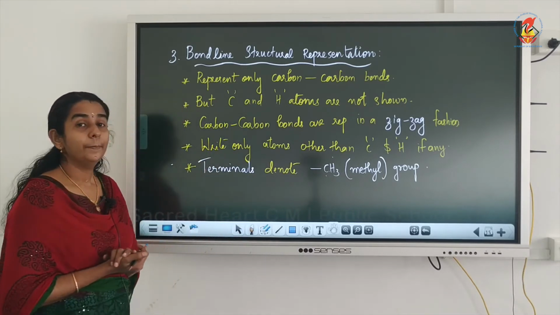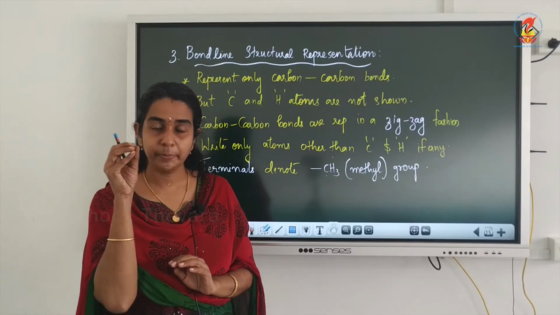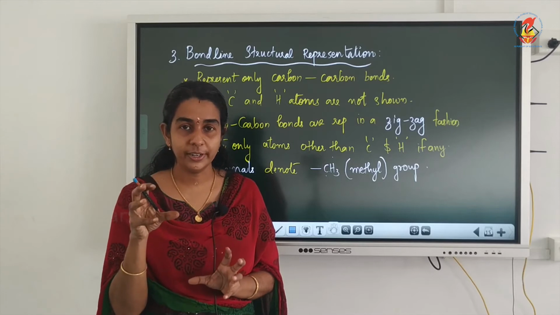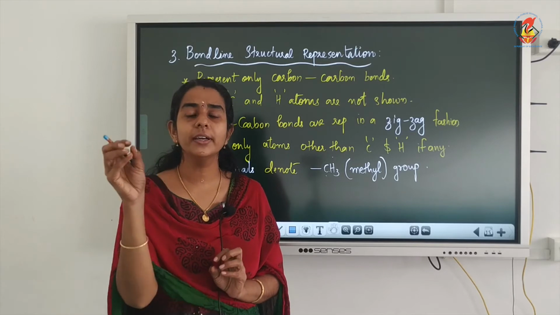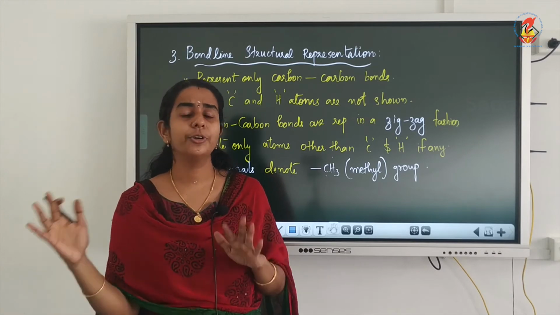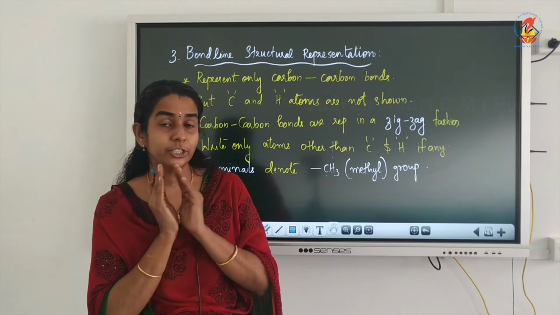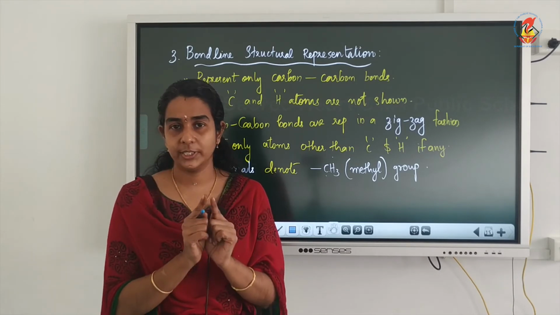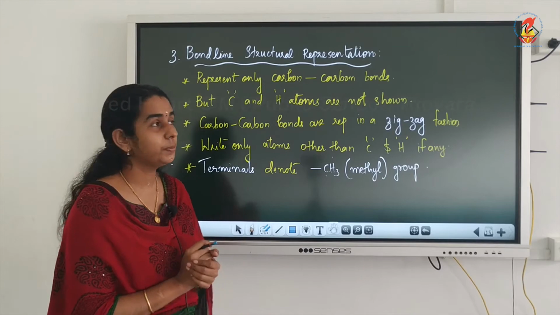So the first point that you have to remember is, here we represent only carbon-carbon bonds. Don't read it as carbon-carbon single bonds. In this representation, if an organic molecule is given, in that molecule we represent only the carbon-carbon bonds present in the molecule. Whether it is a carbon-carbon single, double or triple bond, only that we will be representing in the bond line representation. So remember, we represent only the carbon-carbon bonds present.